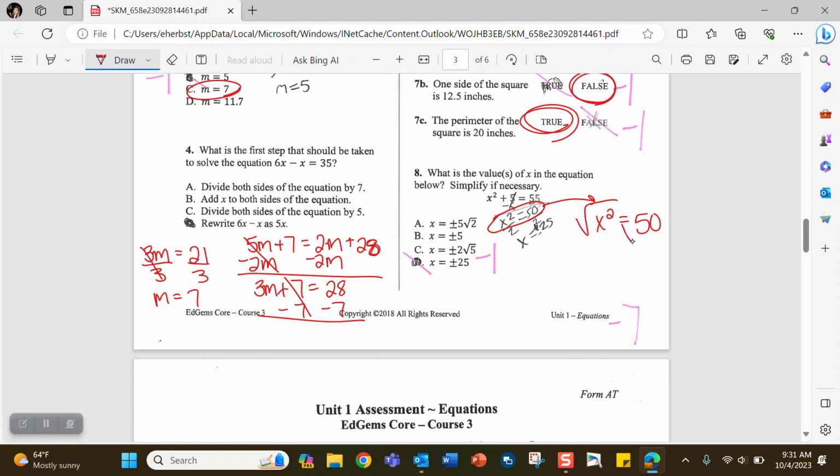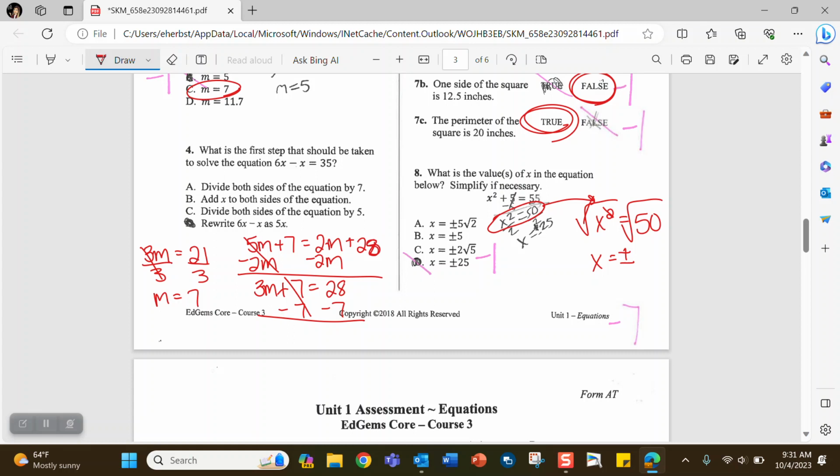We square root both sides. Remember, square rooting something that's squared, they cancel each other out. So I get x equals what? When we square root, first of all, we're going to get plus or minus always. So what is the square root of 50? Well, now you're back to using a calculator or your notes.